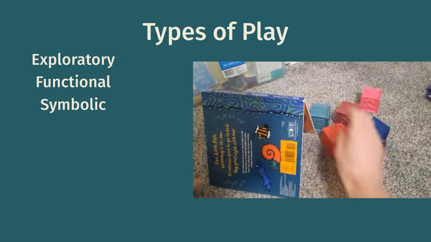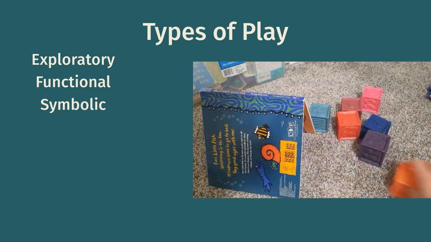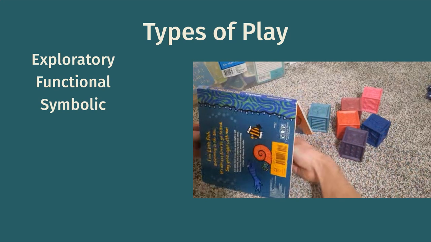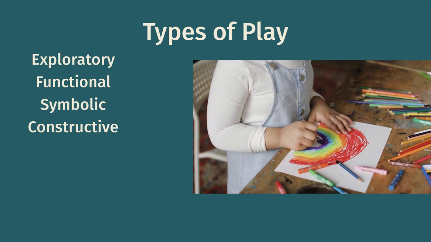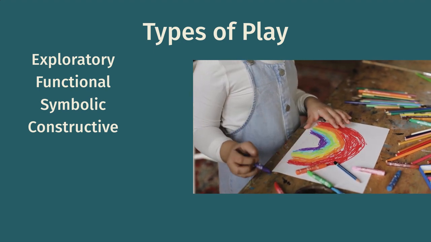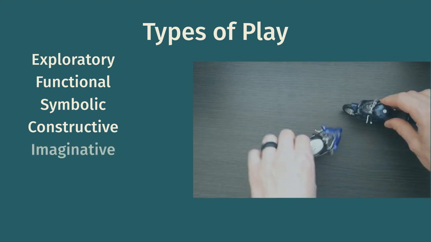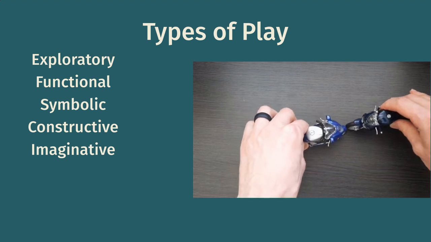Symbolic play is when you use an object as something else besides what it's meant for. So the block is now a car. The book is a tunnel for the car to go through. Constructive play includes things like drawing, completing puzzles, and building. Imaginative play creates scripts for play that have parallels in life.